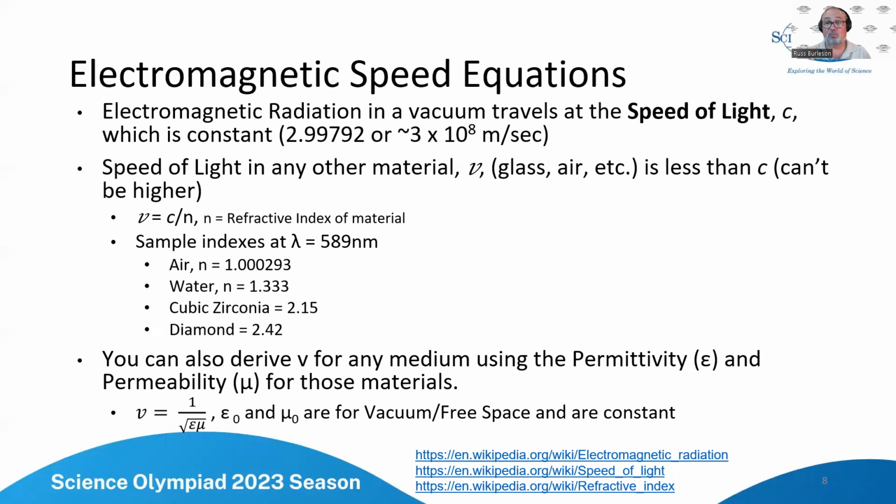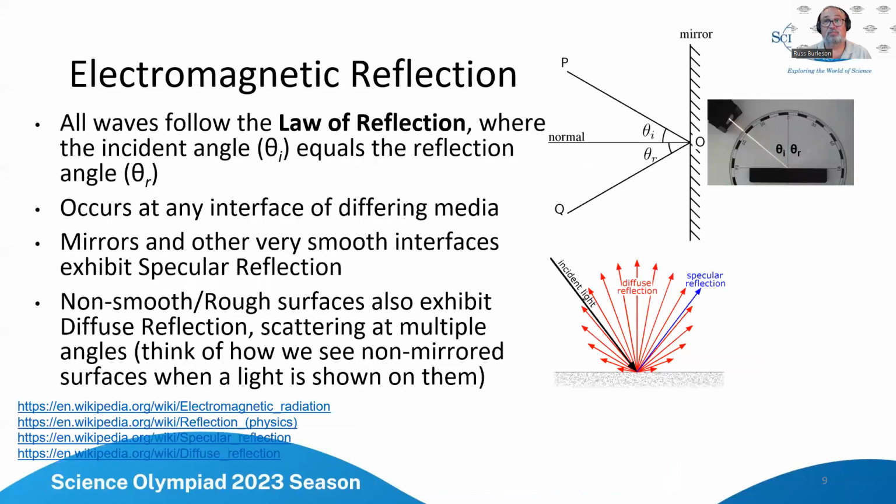Okay. And 1 over the square root of epsilon 0 times mu sub 0, that's going to be equal to that 3 times 10 to the 8th meters per second. Okay, that's going to be the speed of light in free space. Okay, it's just something to keep in mind. And as you can well imagine, now that we're in the electromagnetic world, you're definitely going to be needing to know how to do scientific notation.